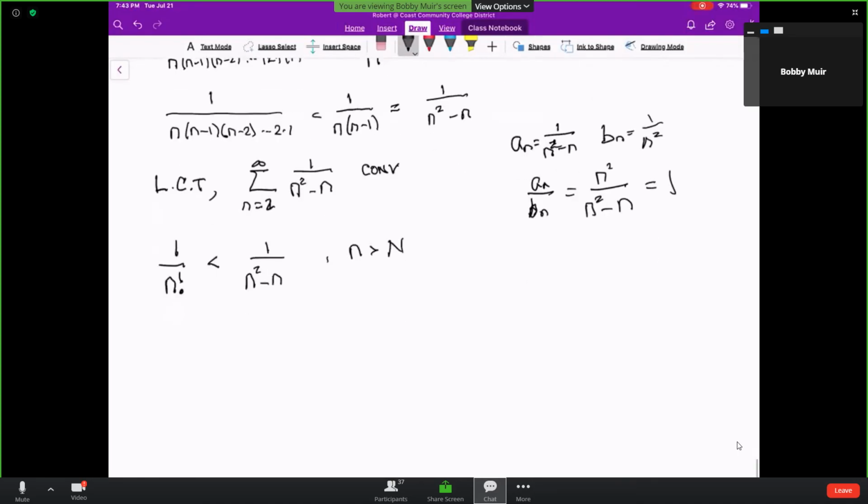Okay, but in any event, this implies that the sum k equals n plus 1 to infinity of 1 over k factorial converges. That's going to imply that the sum, doesn't matter where you start it, of 1 over k factorial converges.